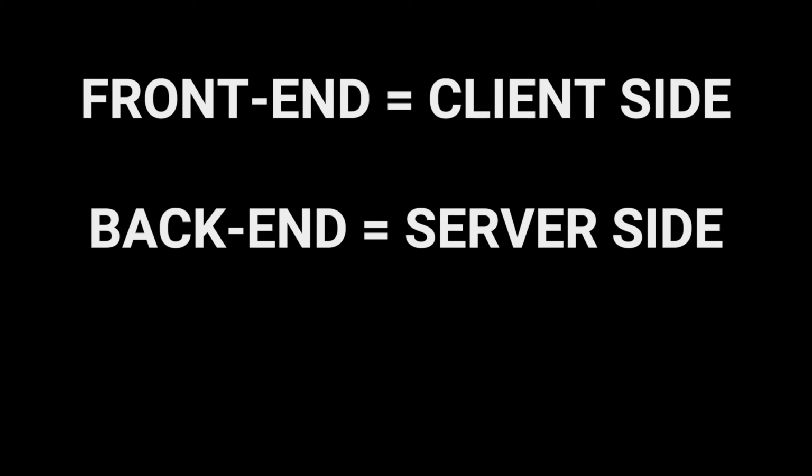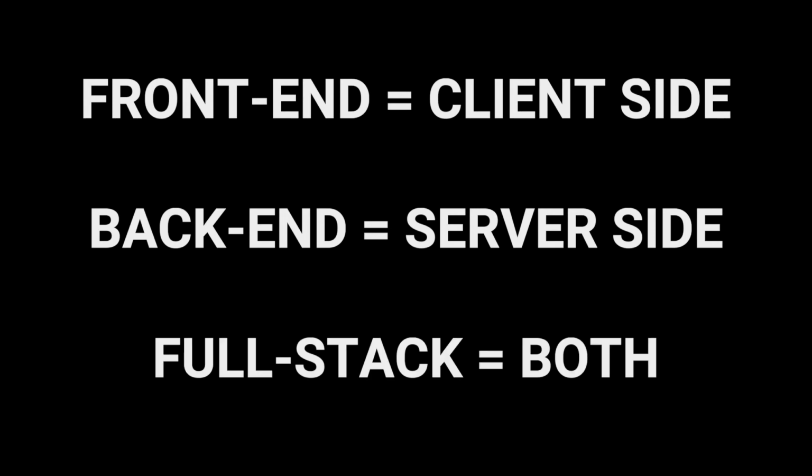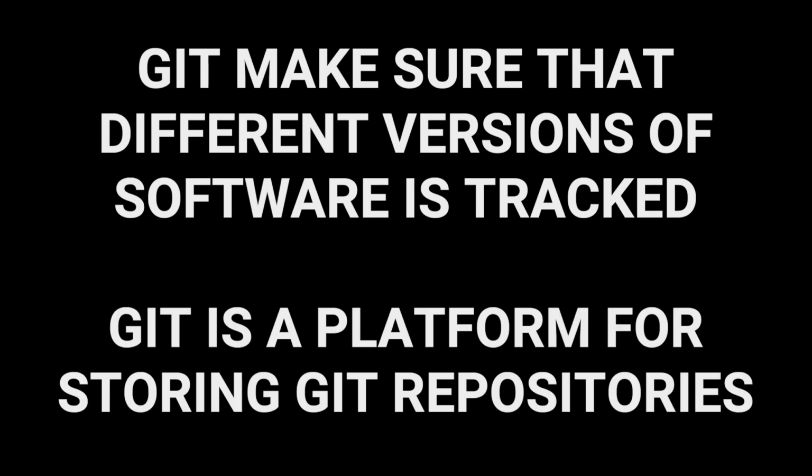So in short, front-end developers are working with client-side technologies like HTML, CSS and JavaScript. Back-end developers are working with the server side of things like the database and the back-end language. And full-stack developers are working with both front-end and back-end development. And Git is a system for making sure that different versions of the software are tracked. And GitHub is a platform for storing Git repositories.